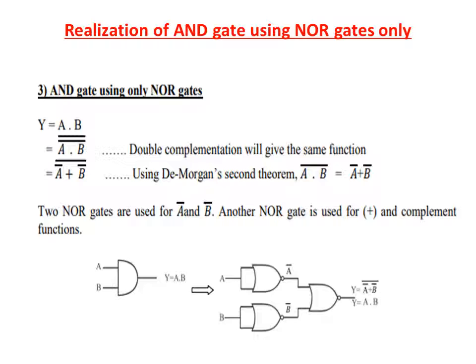Realization of AND gate using NOR gates. The AND gate output is y is equal to a dot b. Now we take the double complementation and apply De Morgan's rule. Then the Boolean expression is written this way. Now we use two single input NOR gates first. So the inputs are A and B, and we get the outputs at this position as A bar and B bar. Then we connect the two outputs to one more NOR gate. The output at this position is y is equal to (a bar plus b bar) the whole complement. It is equal to a dot b by applying De Morgan's theorem at this position.